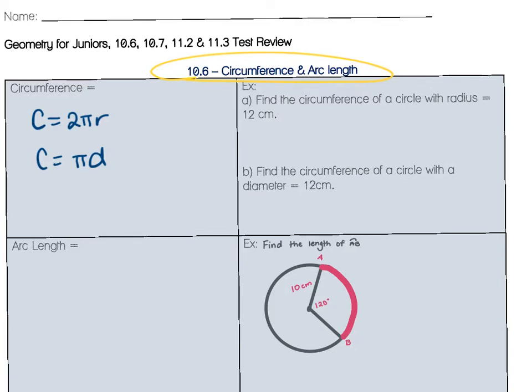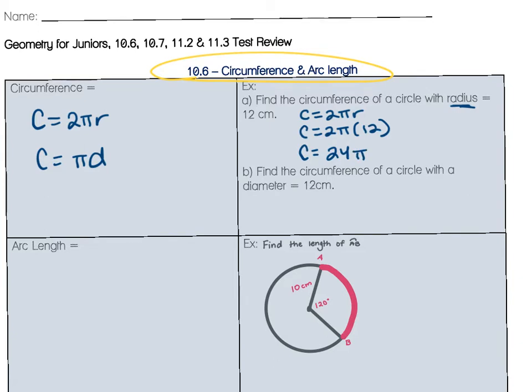A says find the circumference of a circle with a radius of 12 centimeters. This is a radius, and this is a mistake a couple of you made on your test, so make sure you're careful with what they're giving you. The radius is 12, which means I'm going to use 2 pi r here. I would do 2 times pi times 12, bump the pi to the end, and multiply 12 times 2, and I get that the circumference is 24 pi.